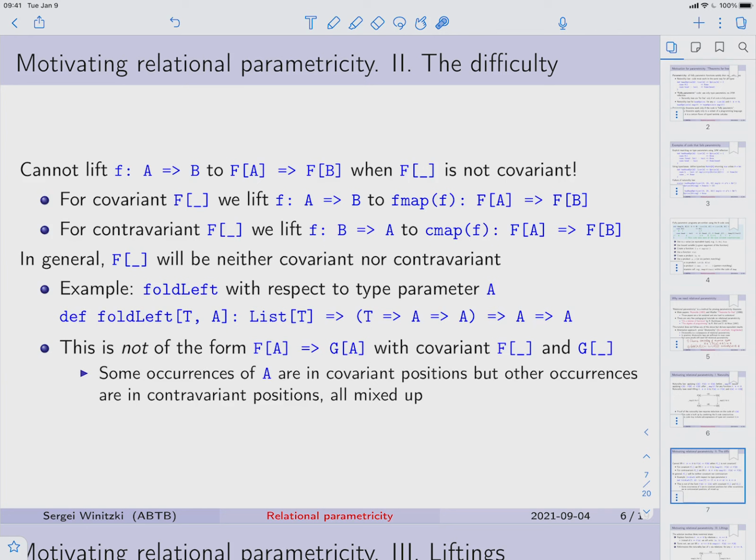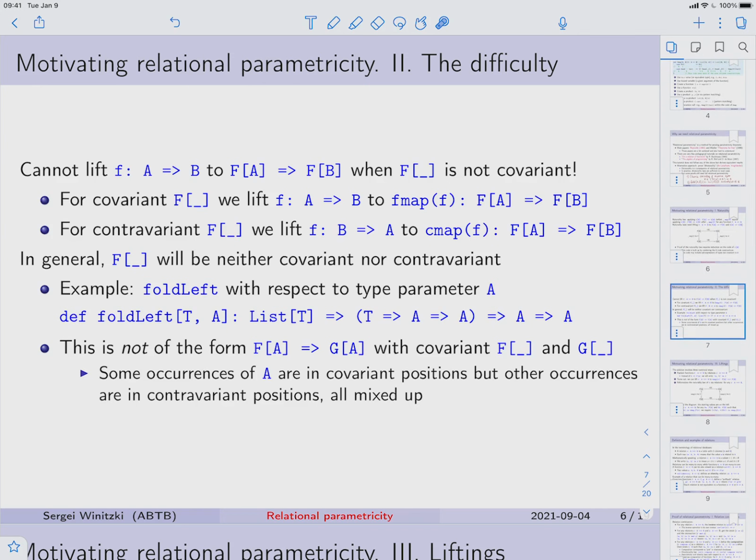And if we have to prove laws for this kind of function, then we cannot even formulate that law, because we cannot lift arbitrary function f to the type constructor that is not covariant and not contravariant. So that is a difficulty. We cannot even formulate the law. So we need to first formulate the law in a different way so that it can apply to arbitrary type constructors, not necessarily to ones that are purely covariant and purely contravariant. So that's the next step.